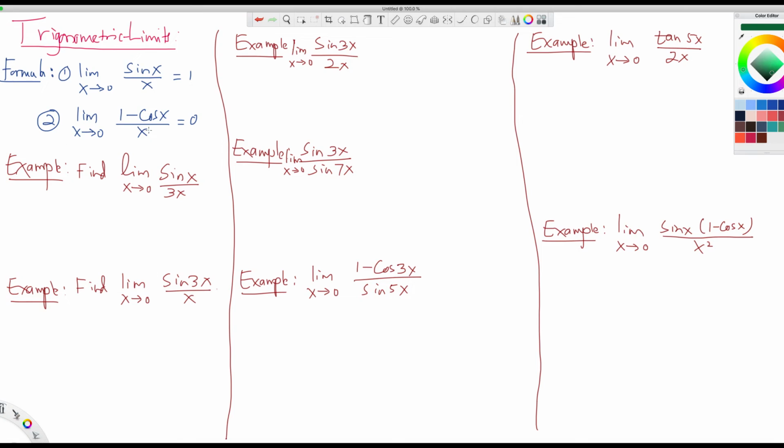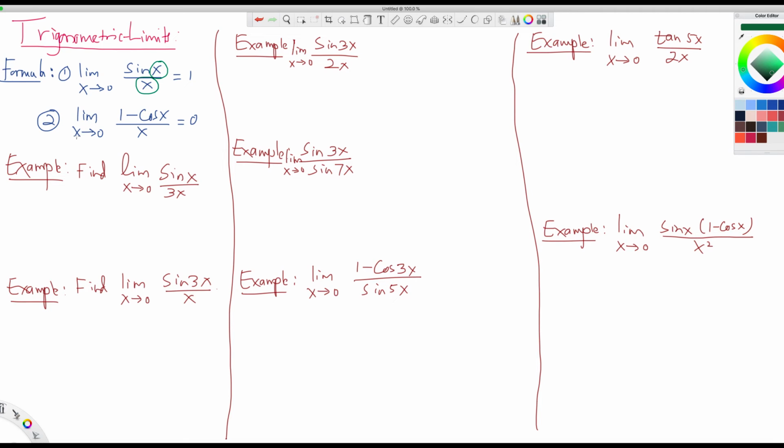To find out the trigonometric limits, we need two formulas. Actually there is a way to prove these formulas. There is a geometrical way to prove the first formula, and for the second formula we use the first formula to prove it. But I'm skipping that for now, and let me tell you what these formulas are. Limit x tends to 0, sine x over x is always 1. So make sure that this value matches with that value to use this formula, okay?